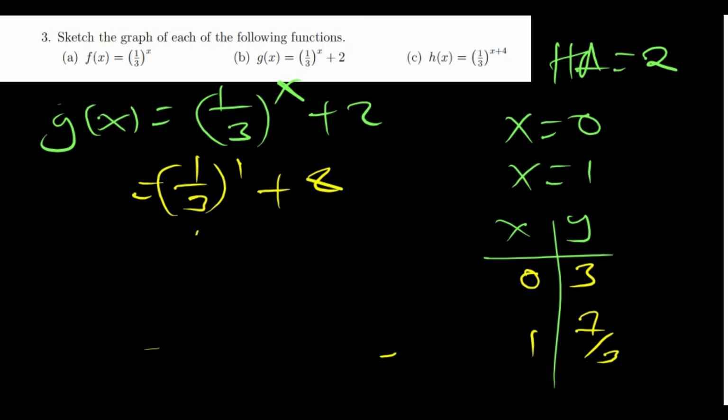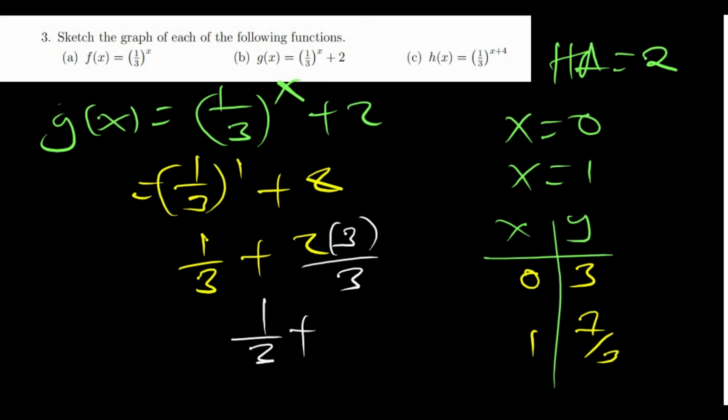Another method which you can use to make things simple: you just do this, 1 over 3 plus 2. This is the same as multiplying by 3 divided by 3, because they will cancel, so it's the same. Then we have 1 over 3 plus 2 times 3 over 3, which is 6 over 3. The denominators are the same, so I add the numerators: 7 over 3.